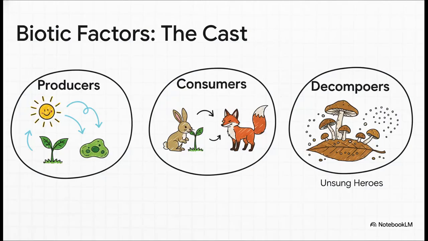Let's meet the living cast, shall we? You've got three main players. First up, the producers. Think plants. They actually create their own food. Then come the consumers, animals that eat other things. And finally, you have the unsung heroes of the whole operation, the decomposers. These are the bacteria and fungi that break everything down and get it ready to be used again.